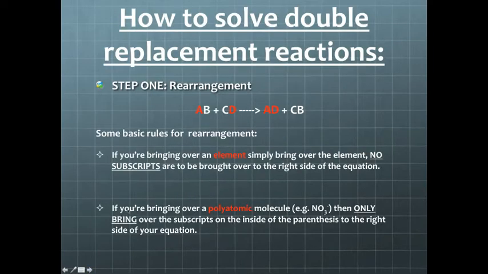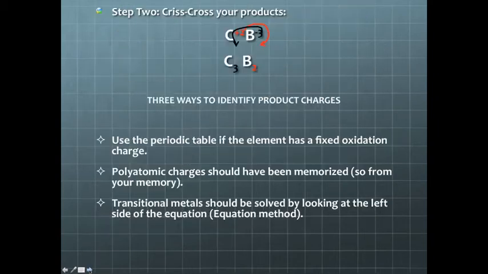So when we first started, we did rearrangement, where we simply had to take the initial compounds and rearrange them and then properly arrange them on the product side, and there were some rules involved with that. In the second step, we had to make sure to crisscross our products to make sure that we would get the correct subscripts that we had to work with. In the particular examples that we've worked with, they canceled each other, so they actually did not change the equation.